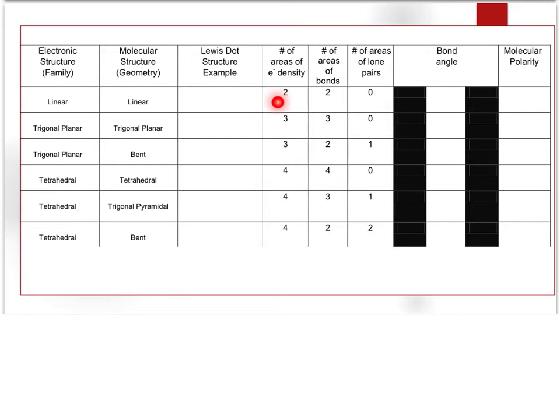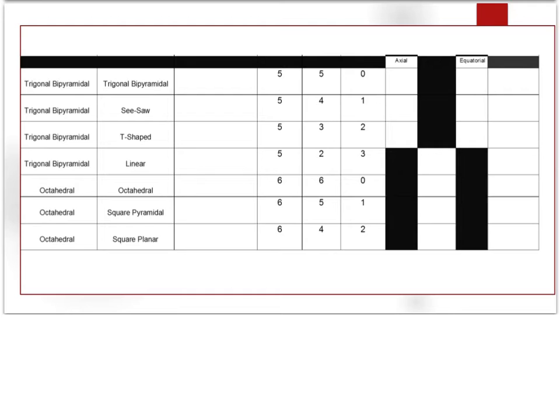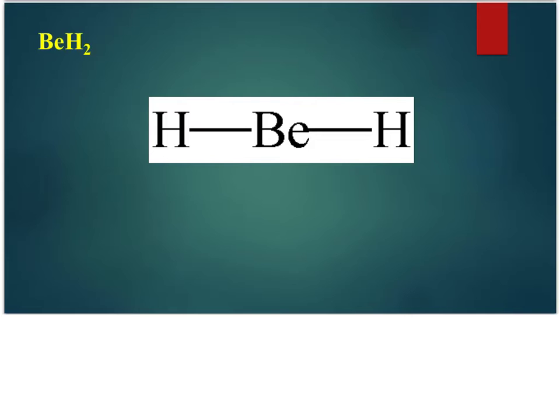So on the examples we're going to look at some structures, see which section, electronic structure family, or geometry they fall into. We can also look at bond angles. And the last thing we're going to look at is their polarity, molecular polarity. And this is just the second part of the table. So let's start with the examples here now.